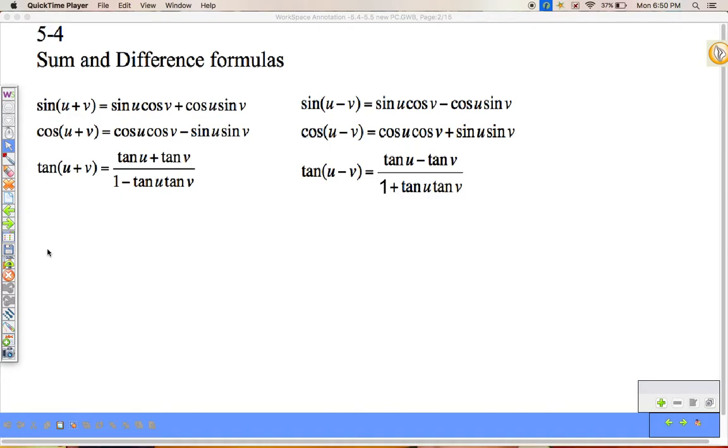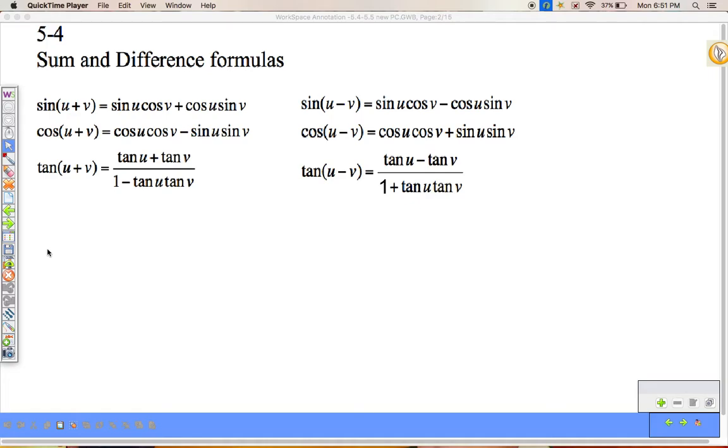All right, so our sum formulas. We're going to have the sine of 2 angles added together, the sine of u plus v. To calculate the sine of u plus v, we're going to do the sine of u cosine v plus cosine u sine v. The cosine of u plus v is going to be cosine u cosine v minus sine u sine v. And the tangent of u plus v is going to be the tangent of u plus tangent of v divided by 1 minus the tangent u tangent v.